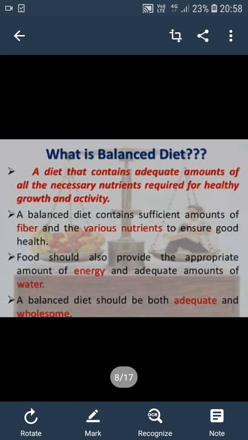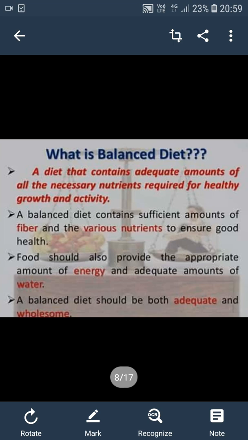Next, we'll proceed with your balanced diet. Children, the food we usually eat, we call it a diet. What exactly is a balanced diet? A balanced diet is a diet that combines the adequate amount of different macronutrients along with your micronutrients and water to maintain good health.